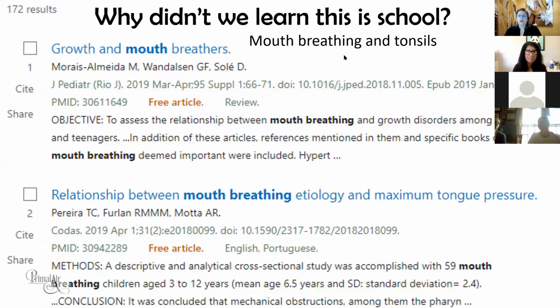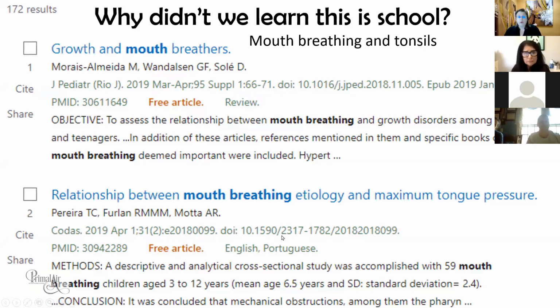This was just a search on PubMed on mouth breathing and tonsils. There were a couple from 2019 and a couple from 2020 in there. They're looking at the growth of people who breathe with their mouth open, children in particular, and the relationship between maximum tongue pressure and mouth breathing, and what all comes out of that.